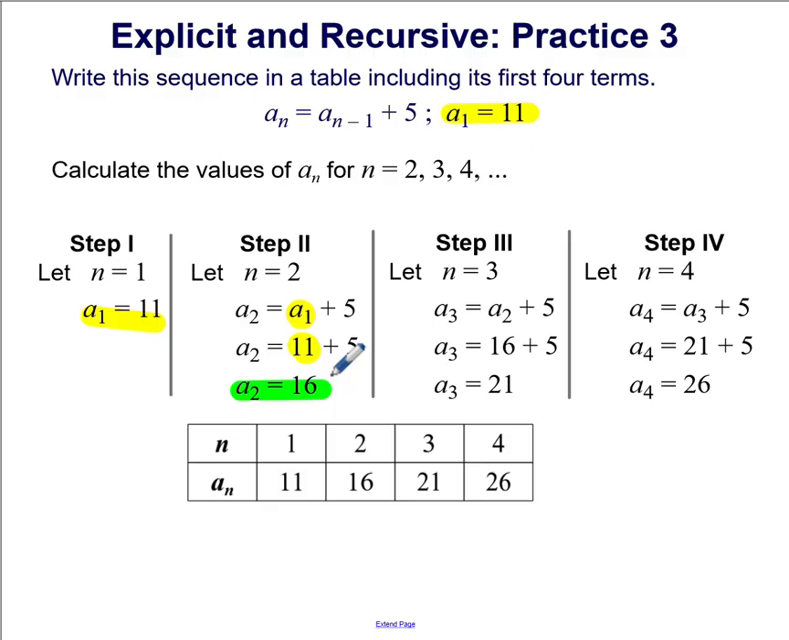Now we're going to find the third term. So n is now 3. So a sub 3 is equal to the second term, which is 16. 16 plus 5 is 21. So now to find the fourth term, we take our third term, which is 21 plus 5, gives us our fourth term is 26. So in table form, when n is equal to 1, 2, 3, and 4, the first term is 11, the second term is 16, the third term is 21, and the fourth term is 26.